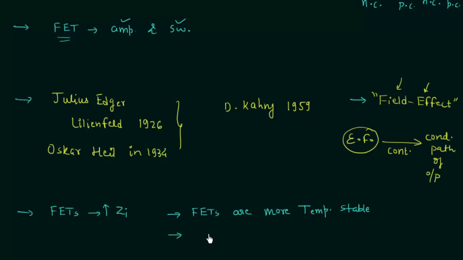In the next point, we will talk about area occupied or the size of FETs. Field effect transistors are smaller than bipolar junction transistors. The last point is related to sensitivity. BJTs are more sensitive to the applied signal as compared to the FETs.